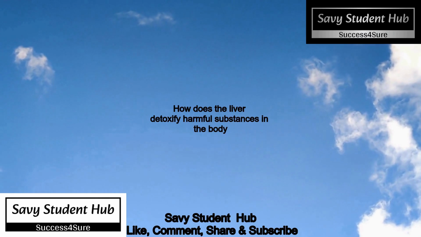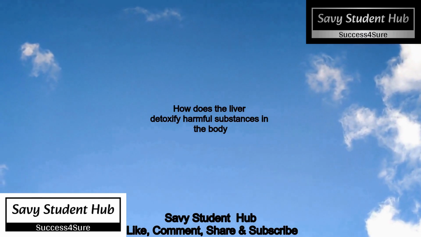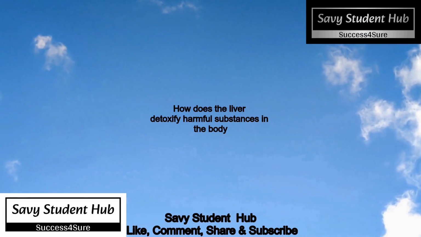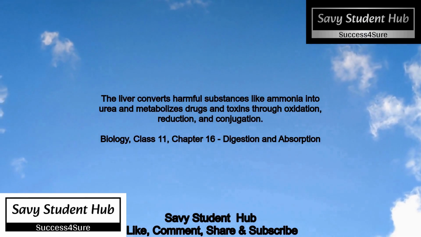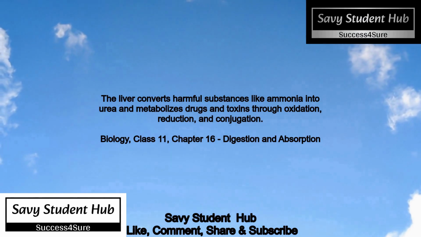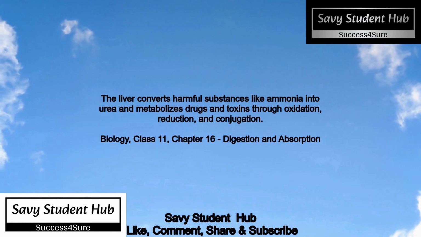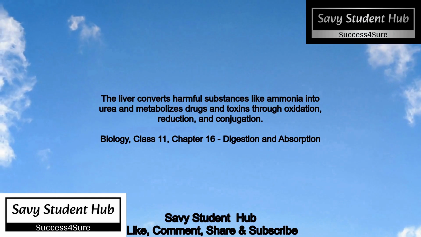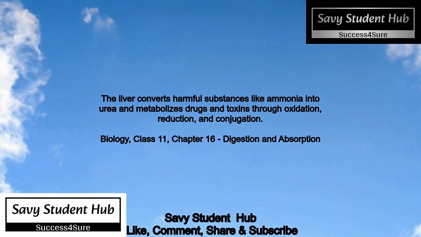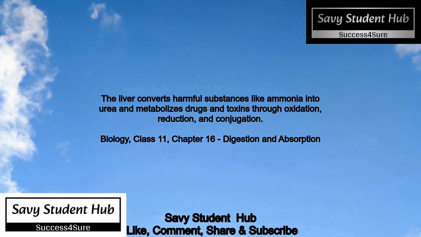How does the liver detoxify harmful substances in the body? The liver converts harmful substances like ammonia into urea and metabolizes drugs and toxins through oxidation, reduction, and conjugation.